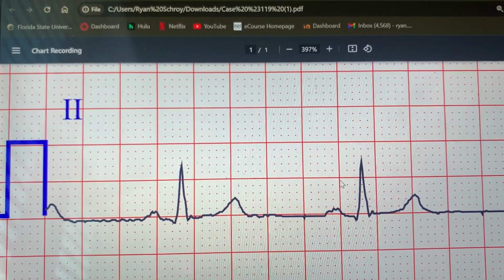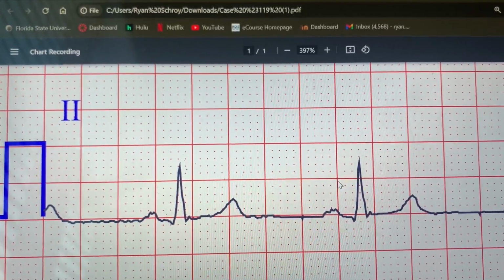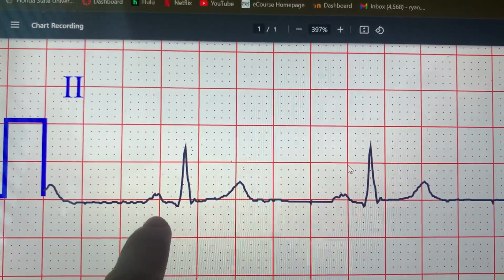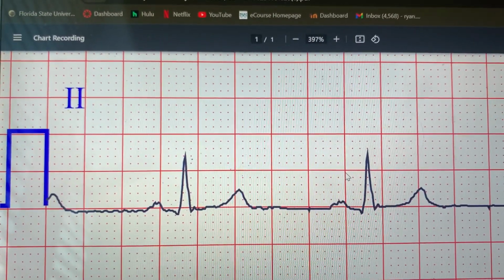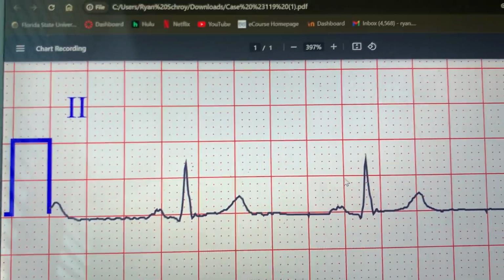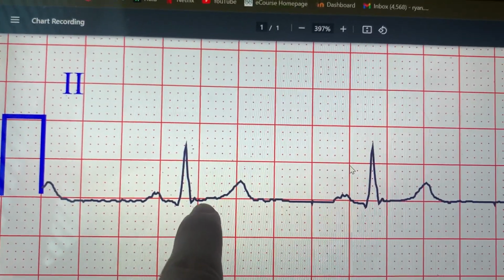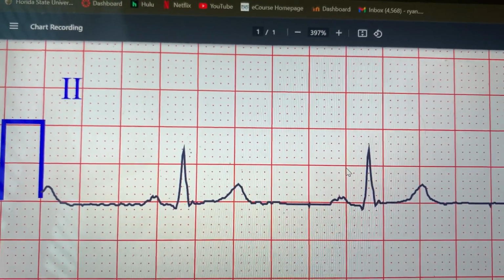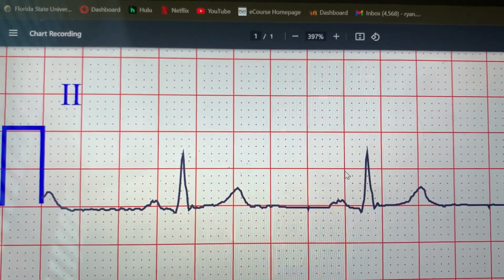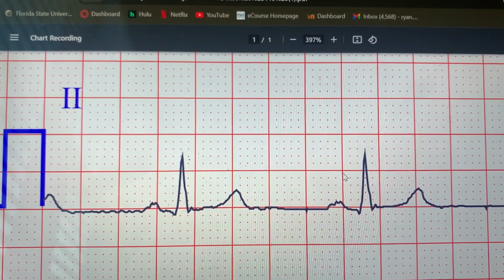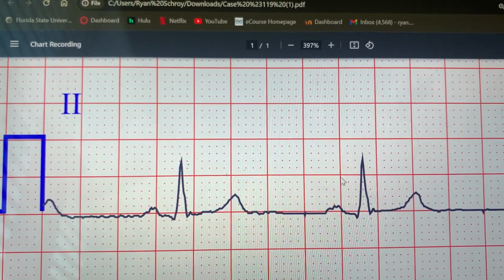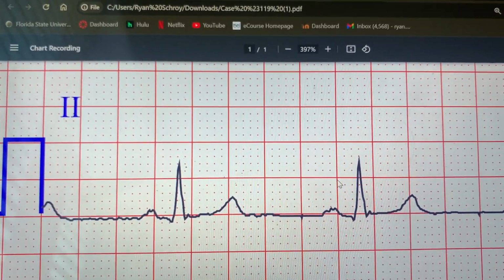Next, we're going to look at the QRS duration. So we're going to start at the beginning of the Q wave, which is here, to the end of the S wave, which is here. So we're going to get 3 boxes. In this case, we're going to multiply 0.04 by 3 and get 0.12 seconds.